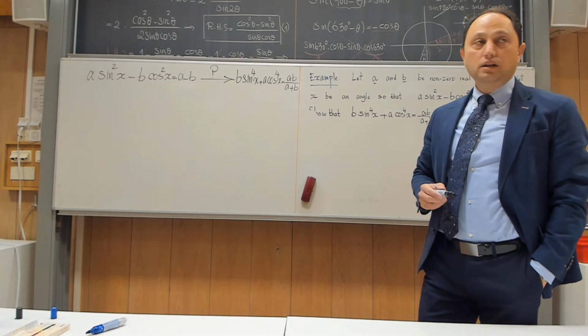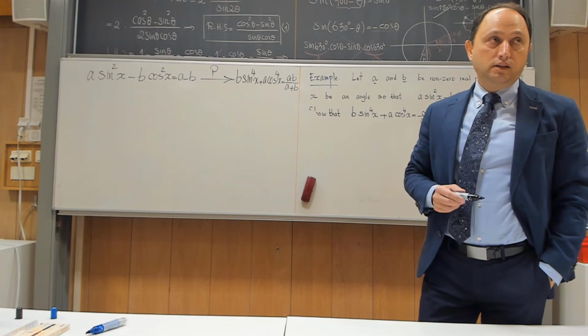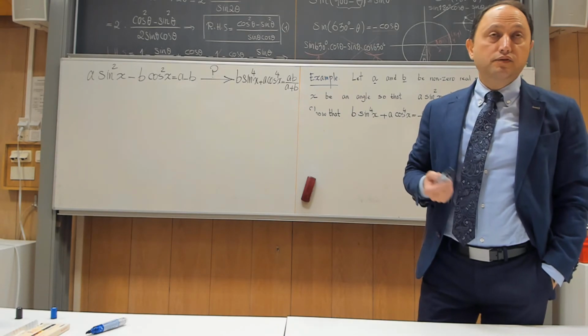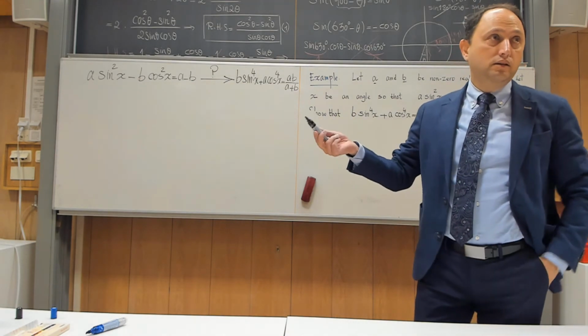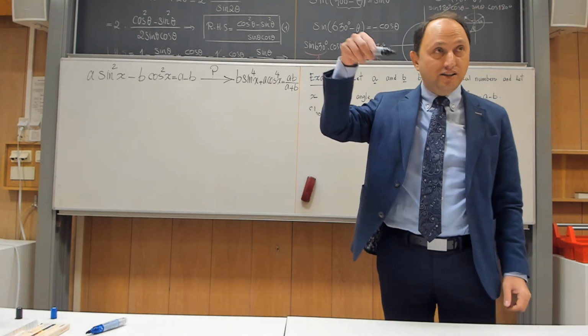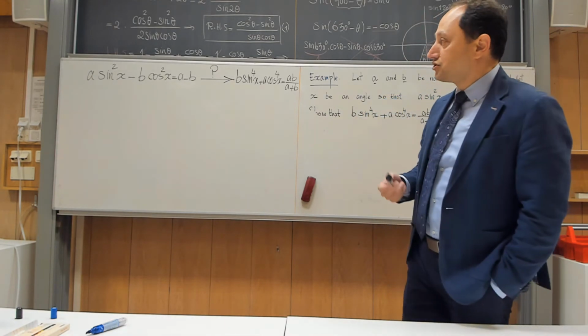minus b times cosine squared x equals a minus b. So if a times sine squared of x, can't you say that sine squared of x equals to 1? No. If sine squared is equal to 1, that's one possibility. But if you want to say that this implies that sine squared is equal to 1, you have to actually show that.